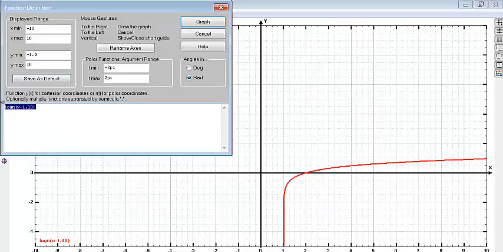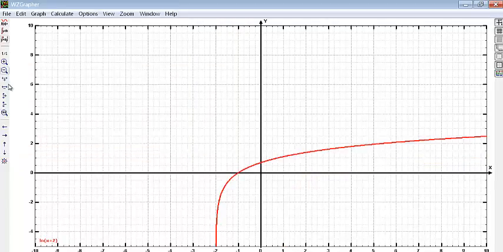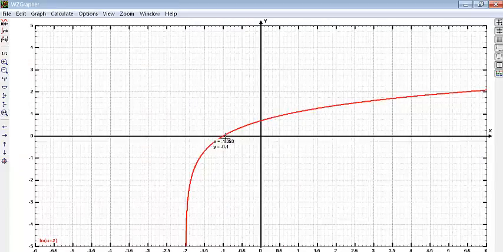Okay, and because it's a natural log, I don't have to put the base, so it's just the natural log of x plus 2. I graph that. We'll just go to standard zoom here. So you can see now the intersection used to be positive 1, now it's negative 1. It's shifted 2 to the left.